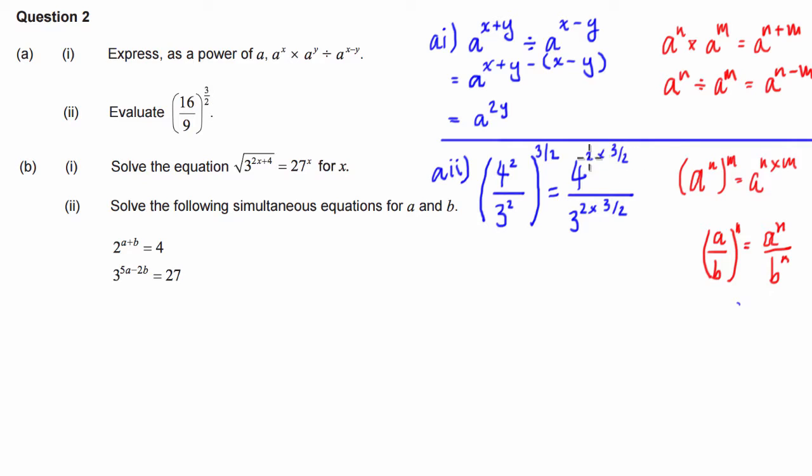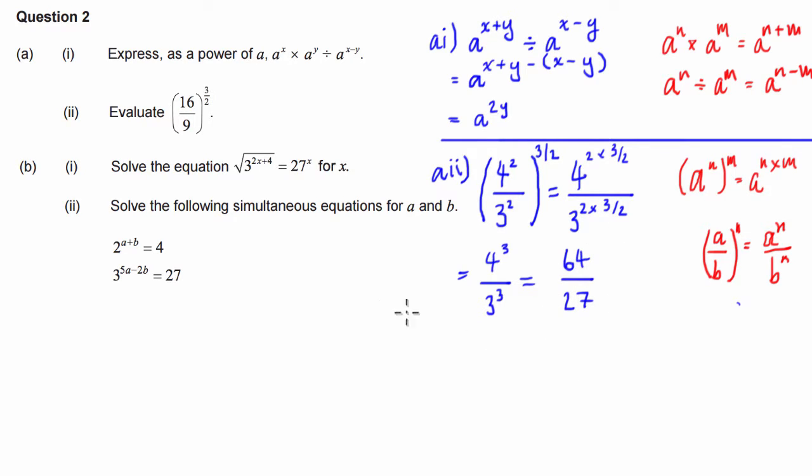And this is like 1.5. 2 times 1.5 is 3. So this is going to equal 4 to the power of 3 over 3 to the power of 3. Now it's going to ask you, you won't be able to leave it as numbers to a power, so we're going to have to compute 4 to the power of 3. Well, that's 64. And 3 to the power of 3 is 27.